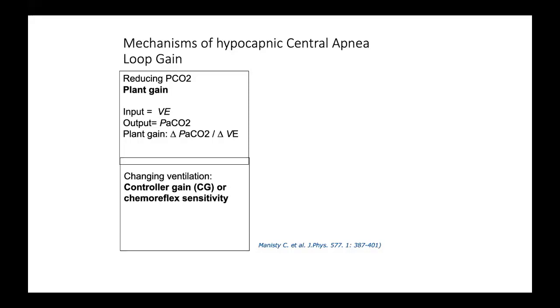On the other hand, when do you turn off the system? And that is the controller gain. Now, the term controller gain sounds very fancy, but those of us who are in the pulmonary field, and people like me who've been in pulmonary since the Jurassic era, we have another term for it. We call it chemoreflex sensitivity. So your sensitivity to CO2 or your sensitivity to O2, that is your controller gain. And for the purposes of central apnea, this is the response to hypocapnia.